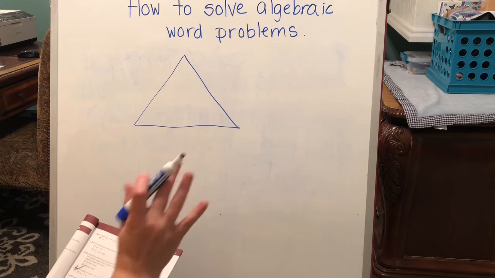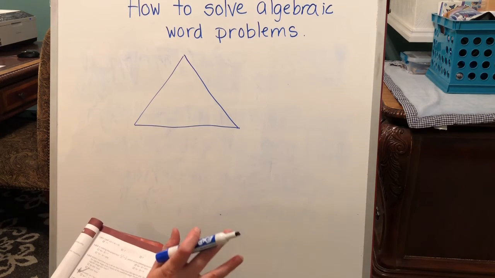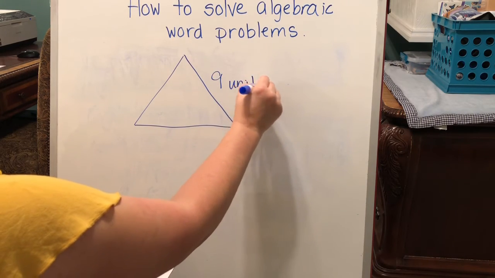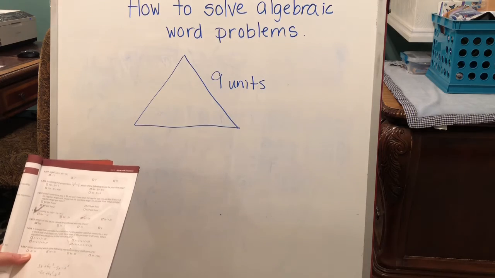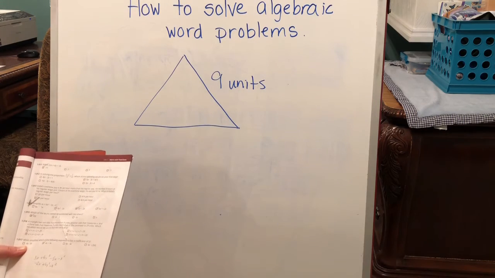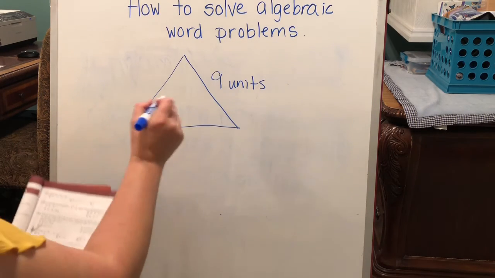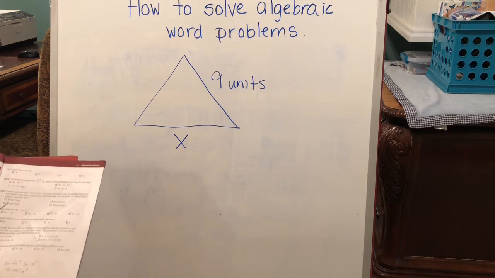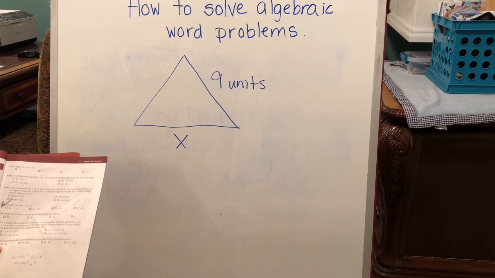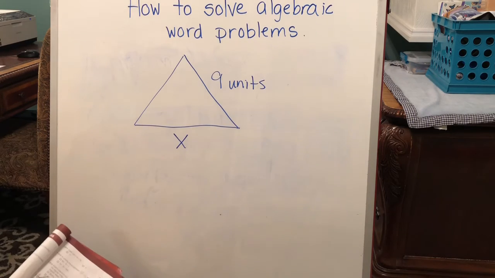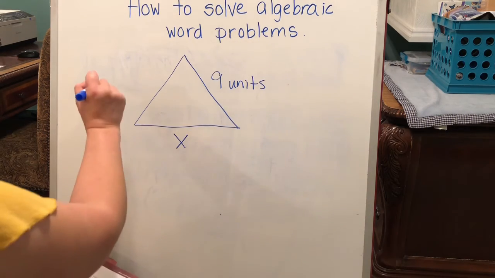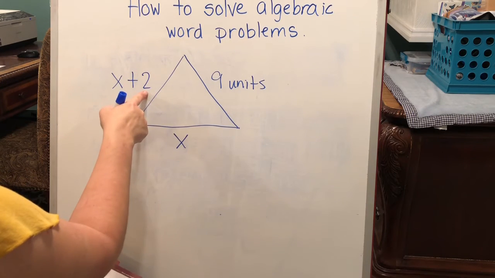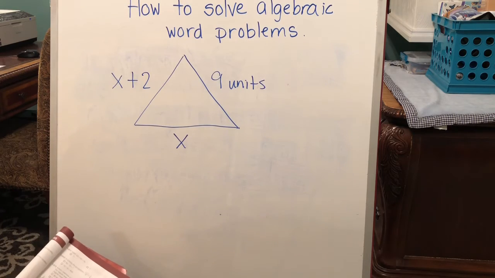Okay? So I'm not sure which side to put that on, but I'm just going to go ahead and pick a side for now. I might have to change it. One side is 9 units. Another side measures X. All right, I'm going to go ahead and just pick this side as X. And a third side measures 2 units more than X. Okay, so X plus 2. 2 units more than X.